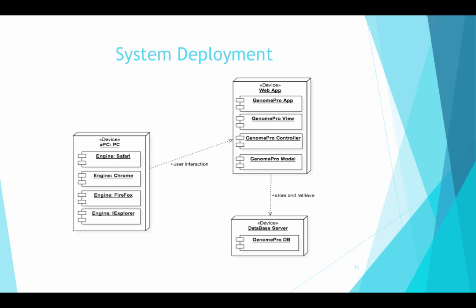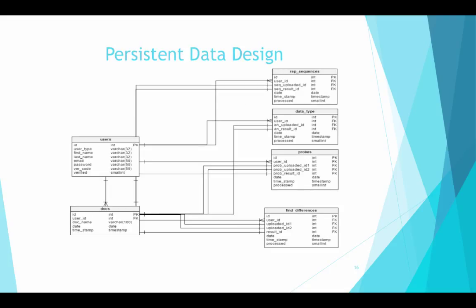This is the deployment diagram for the GenomicSequences application. The users will be able to access the application from any web browser. Here you can see the persistent data design used to develop our data storage. We have a users table, a documents table for all the data uploaded by the users, and one table for each of the tools working on the application.